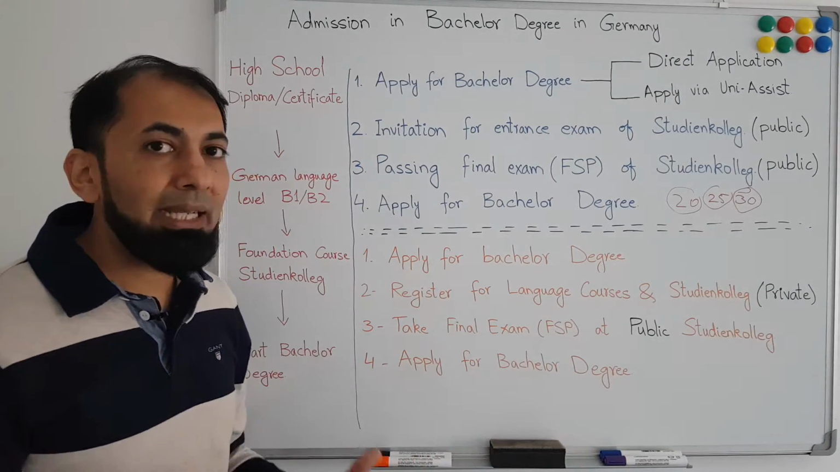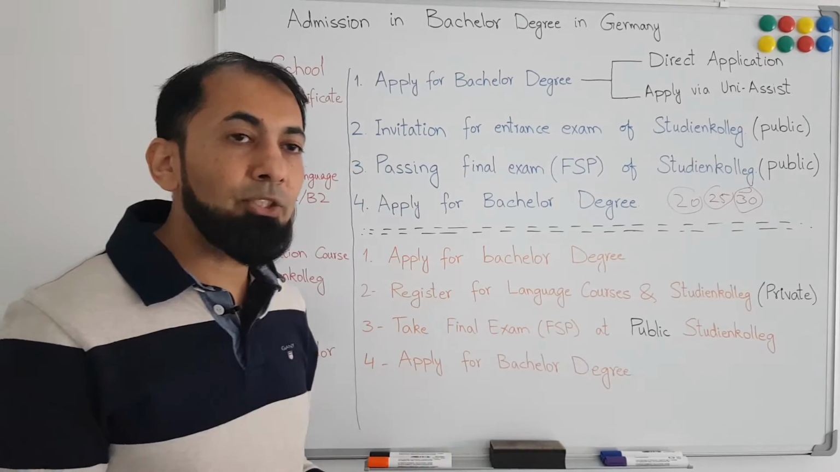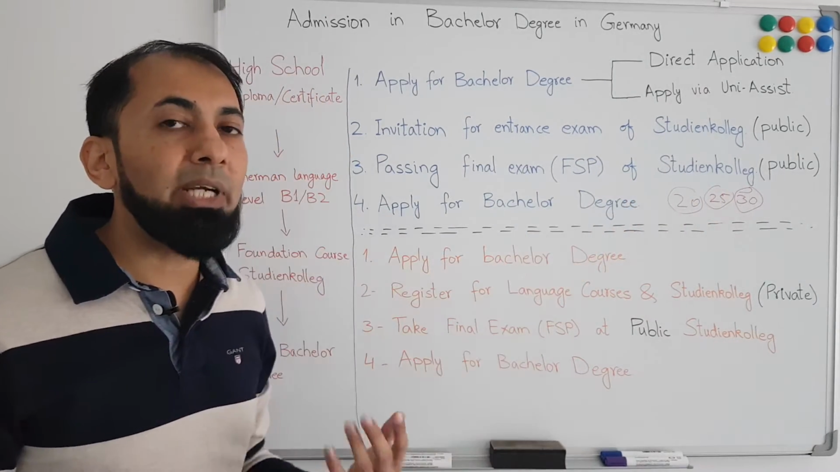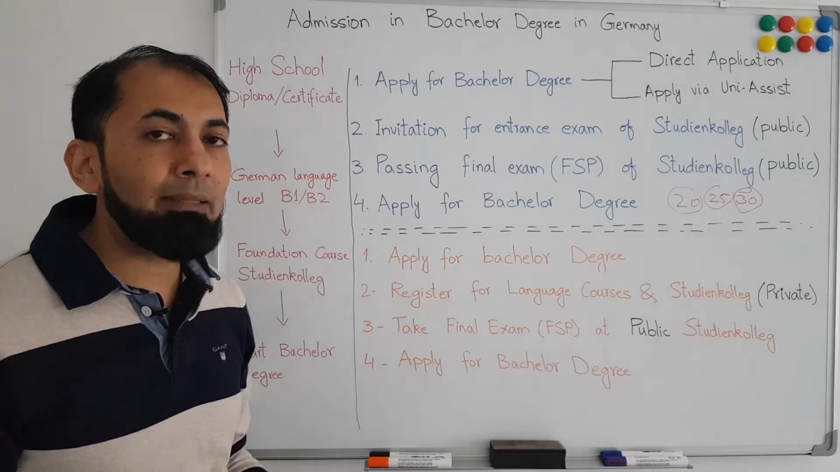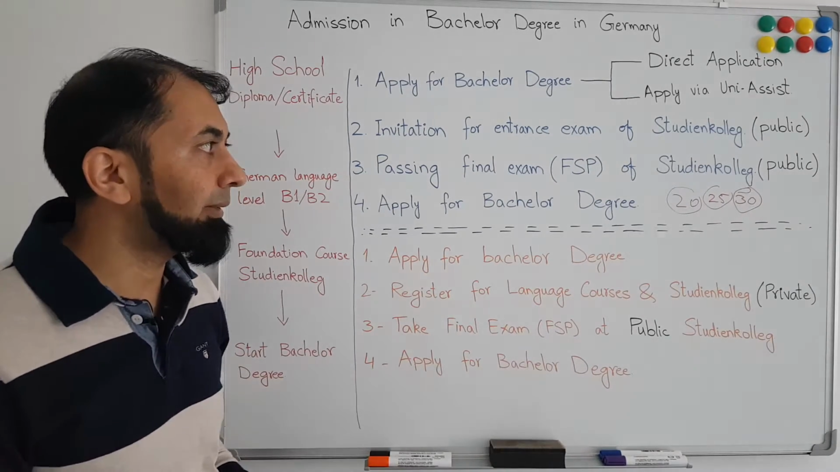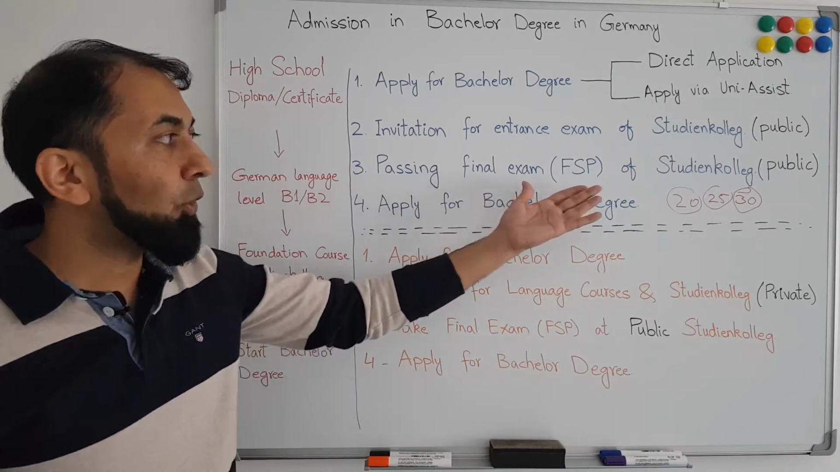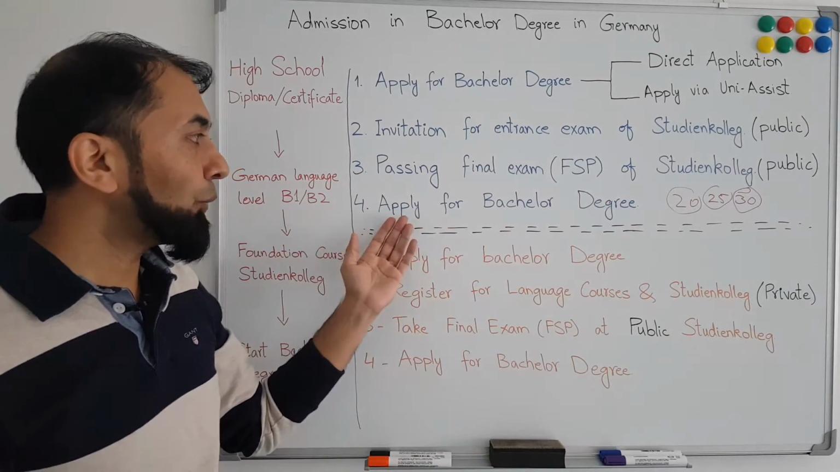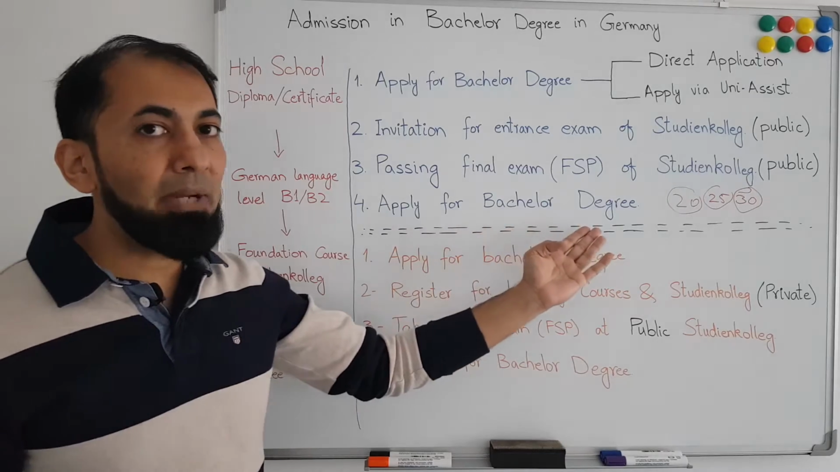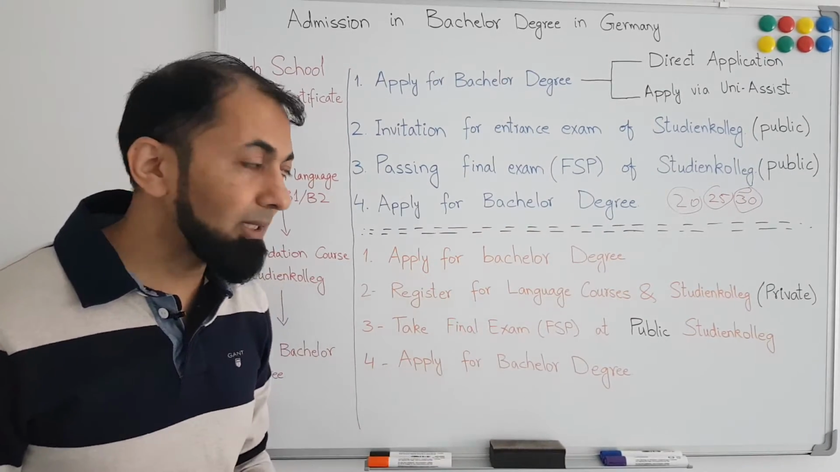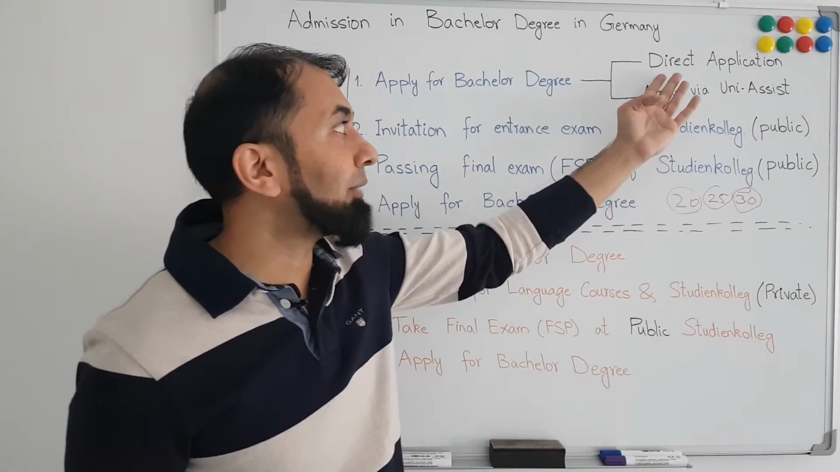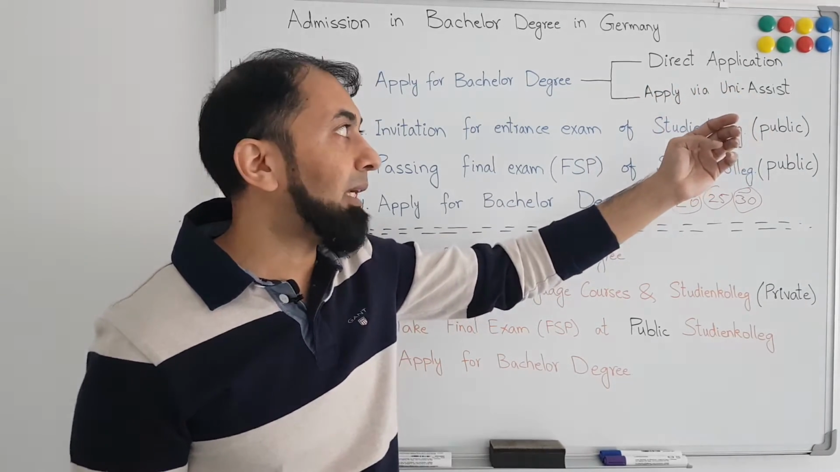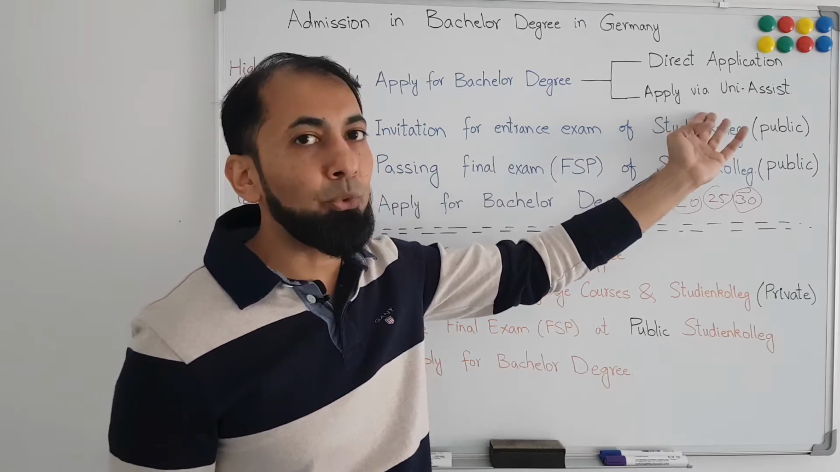This exam will test your knowledge of what you have studied during the foundation course, and you also have to perform really very well so that you can be given admission in the bachelor degree. Now, once your FSP certificate is available, then you have to apply again for the bachelor degree of your interest, and here you have to again check whether the application process of the university you are applying for is direct or it is through UniAssist.